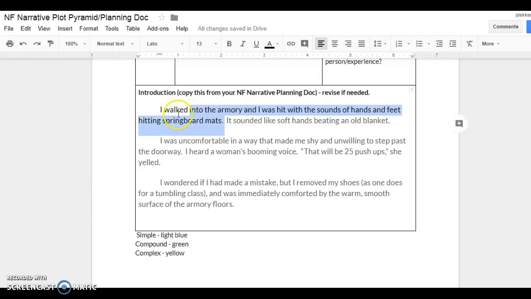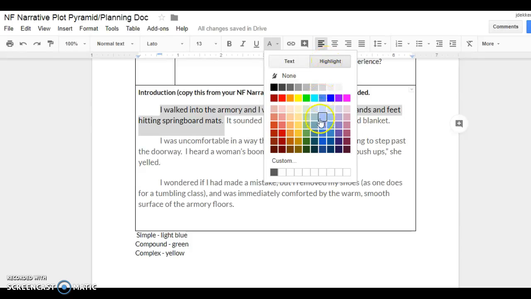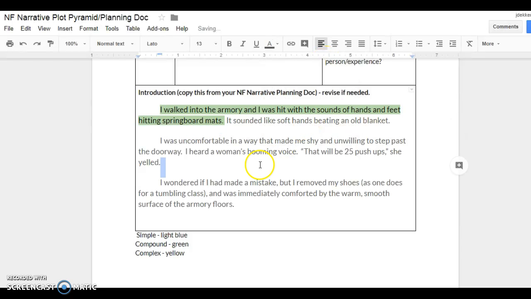So I'm going to highlight this, right, because it has two independent clauses. I walked into the armory. I was hit with the sounds of hands and feet hitting springboard mats. They both stand on their own. So I'm going to now highlight this. If I go to the highlight, I'm going to highlight it in kind of a light green color.